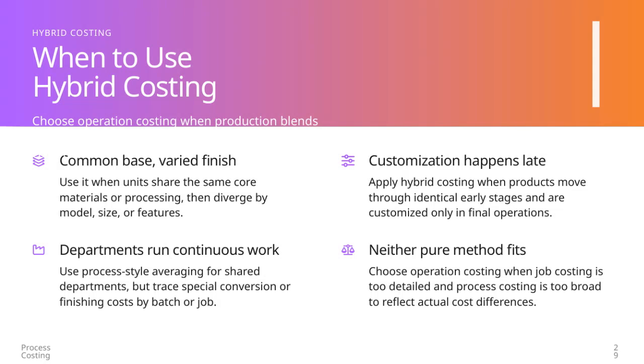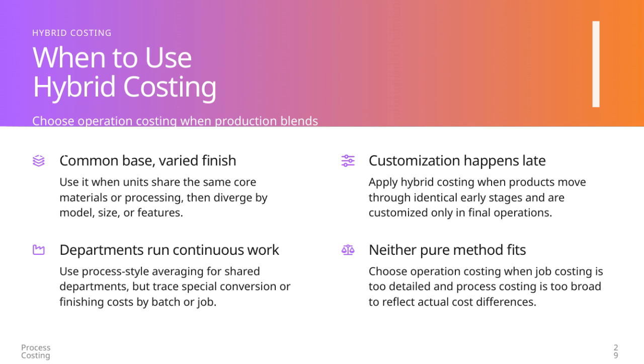When we talk about hybrid costing, it's important to understand its unique position between job costing and process costing. Hybrid costing is ideal when products share a common base, they go through the same core materials and processing, but then diverge based on model, size, or specific features. Essentially, the customization happens late in the production process.